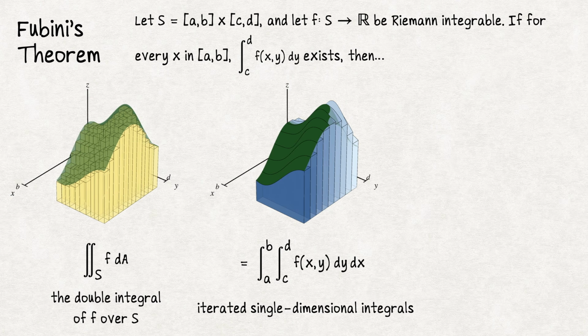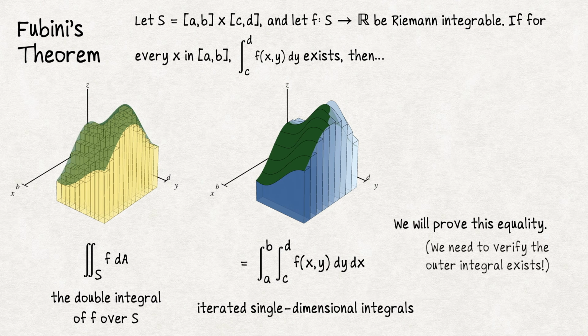If for every choice of x that you could make between a and b, the integral of f of x and y dy from y equals c to y equals d exists, so in other words, you plug x into f and then you're left with a function of y, if that function is integrable, then the double integral of f over S could be computed by first integrating f with respect to y and then with respect to x. This is the equality that we will prove.